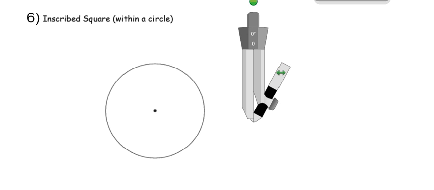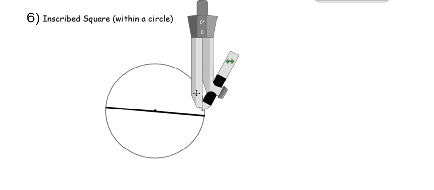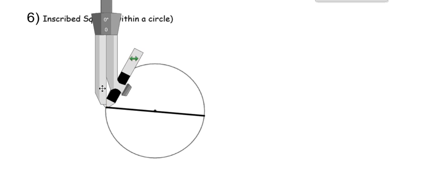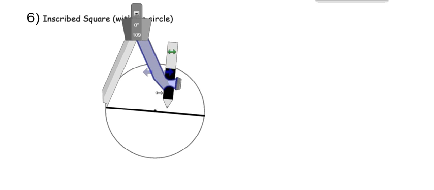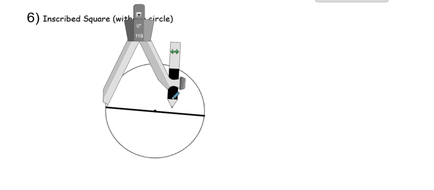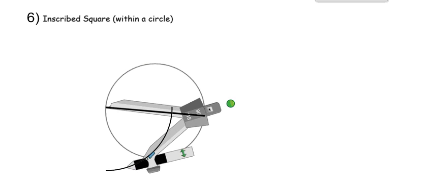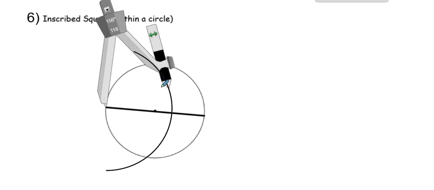Finally, to construct an inscribed square within a circle, we begin by drawing in a diameter. This is a line segment that goes through the center of your circle and touches each endpoint. The next step is to construct the perpendicular bisector of that diameter. We're going to place the point of our compass on one of the endpoints of our diameter, and we're going to open up our compass a little bit more than halfway. Then we're going to swing an arc about half of a circle.